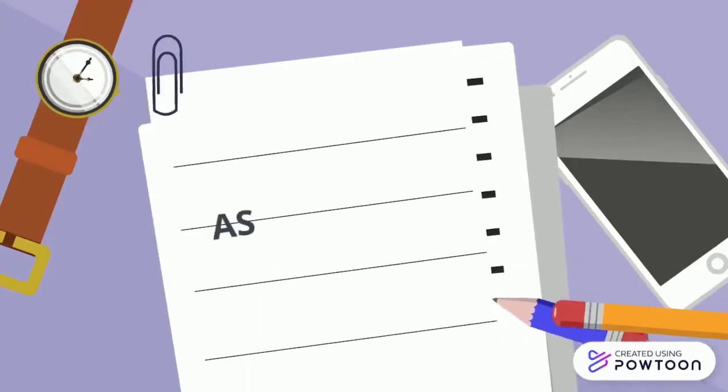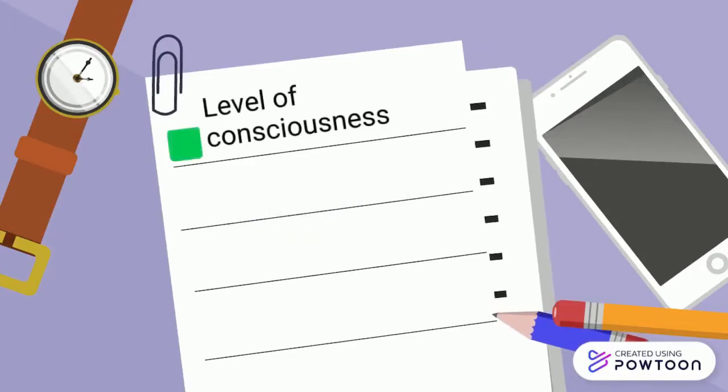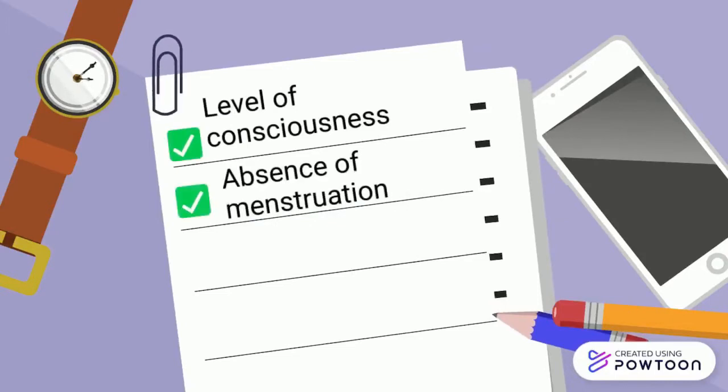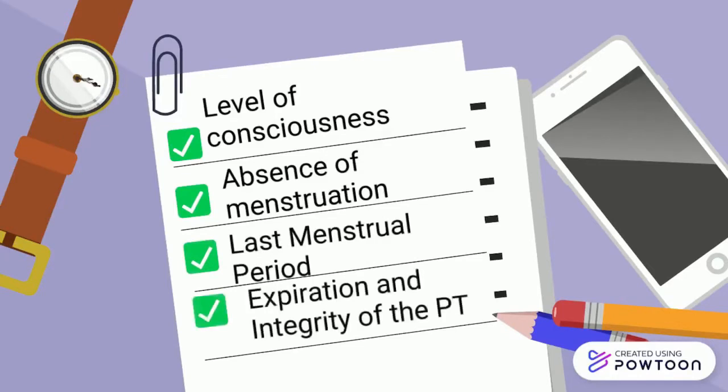We must also assess the following before doing the pregnancy test procedure. First is the level of consciousness of the client. Second is the absence of menstruation. Third is the last menstrual period. And fourth is the expiration and integrity of the pregnancy test kit.